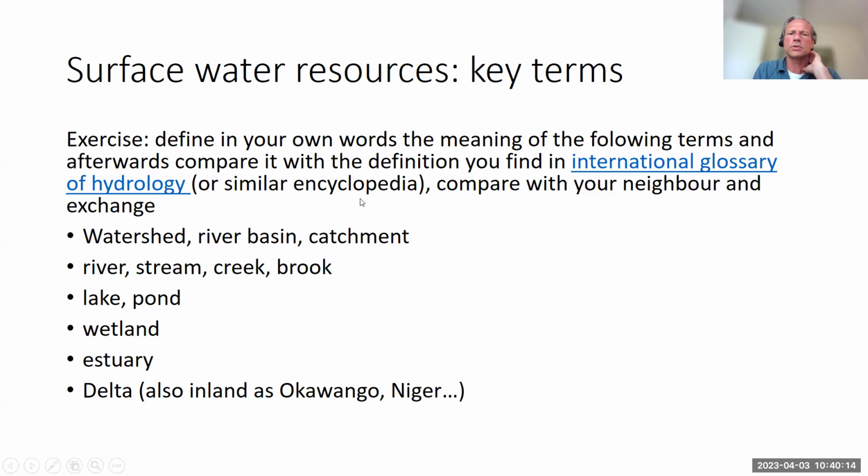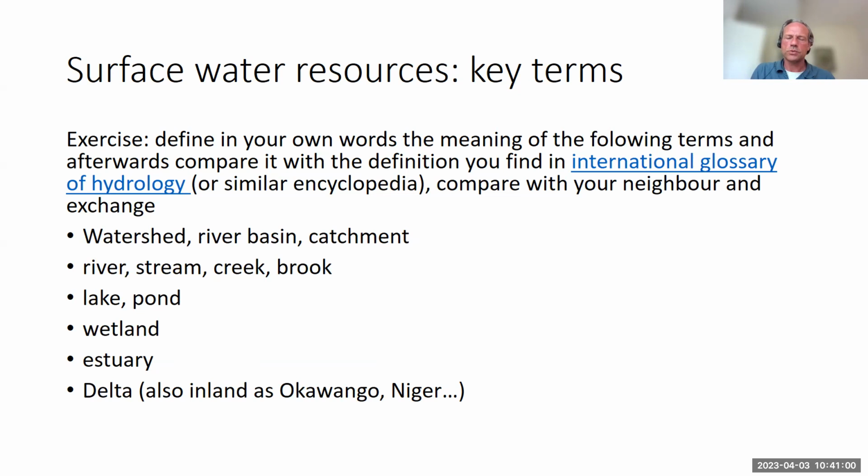Originally, I thought to have a short exercise here, but as I mentioned, these are typical terms that you should know what they mean. No, some of them are more difficult, like wetlands. A clear definition of wetlands is quite difficult, but there are some common understandings. No, and delta, if you think about the Okavango Delta, this is an inland delta, quite interesting. Also in the Niger, you have a similar, almost delta type of structure, but then the Niger River is continuing, but with a much smaller flow after the delta.